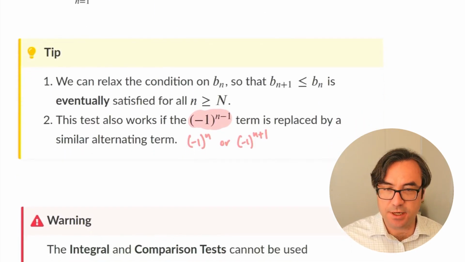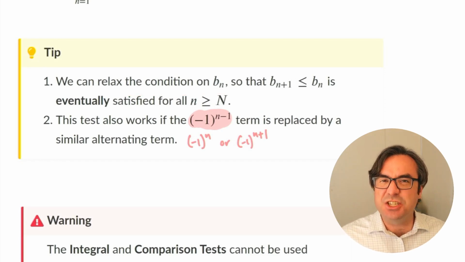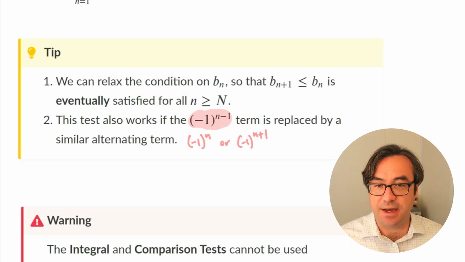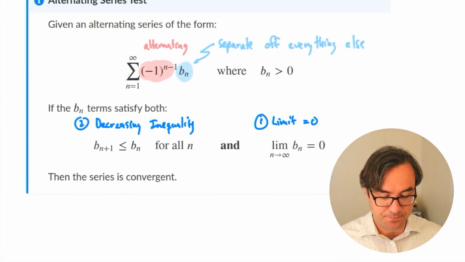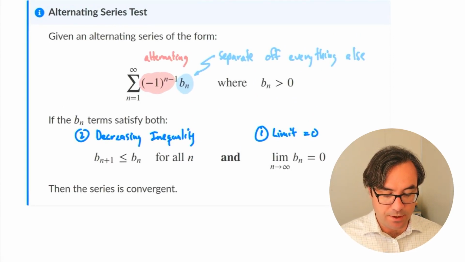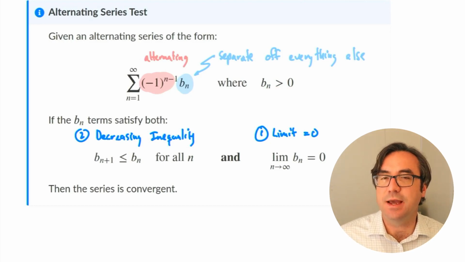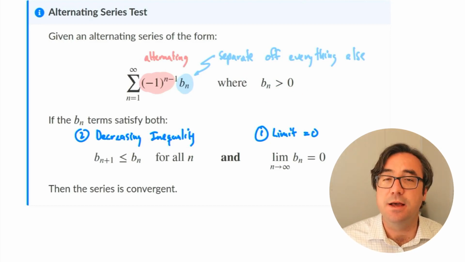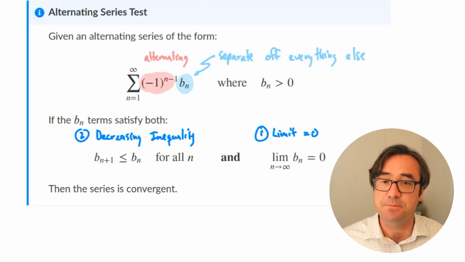And just like with all of our other tests, the conditions don't have to be satisfied right away, as long as they're eventually satisfied. So if we go back up, there are really two conditions here. Bn is positive. It's okay if the first few terms aren't, as long as we reach a point where from then on, all of the Bn terms are positive. And same thing with the decreasing inequality here.